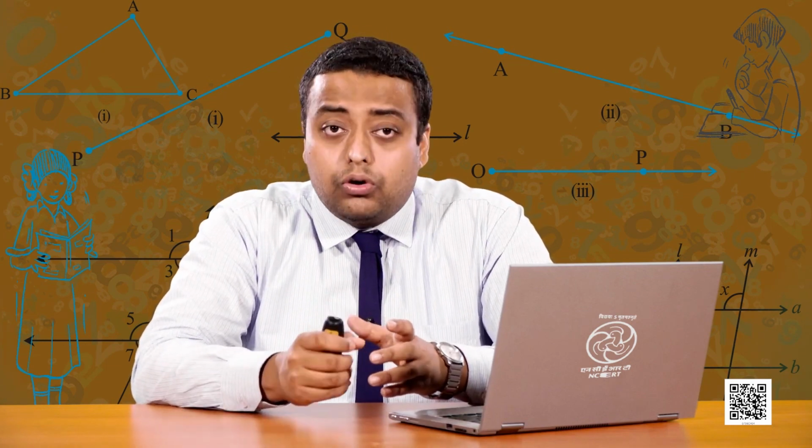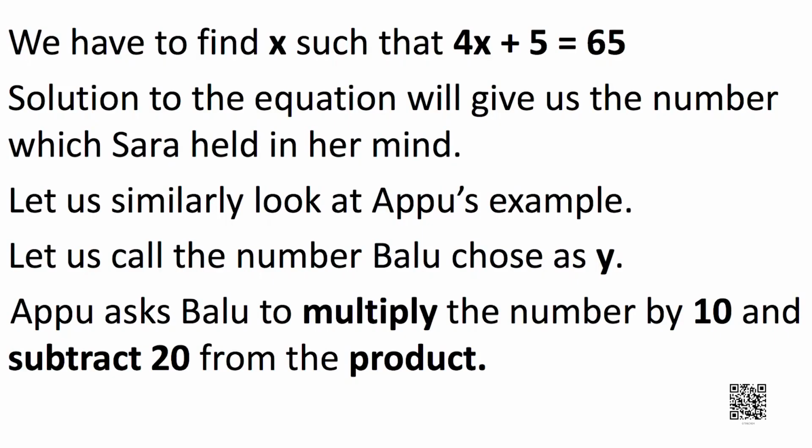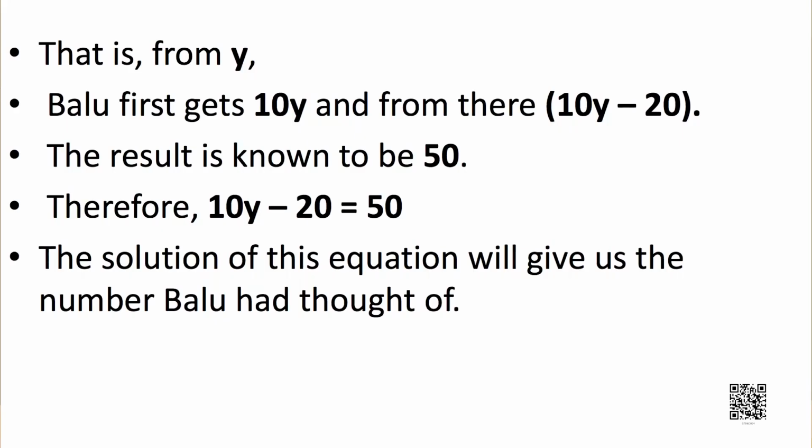Let us similarly look at Appu's example. Let us call the number Balu chose as y. Appu asks Balu to multiply the number by 10 and subtract 20 from the product. That is, from y, Balu gets 10y. And from there, he subtracts 20, that is 10y - 20. The result is known to be 50. Therefore, the equation will be 10y - 20 = 50. The solution of this equation will give us the number Balu had thought of.